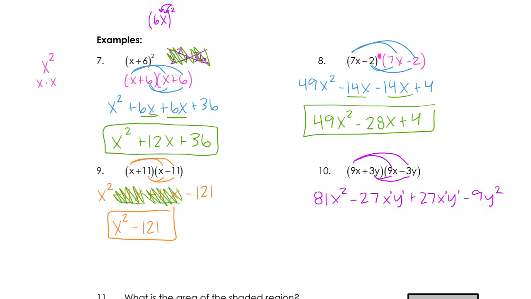But we are going to go ahead and just keep everything in the order it's in right now. So I would have, let me switch colors here. I'm going to bring down that 81x squared. I don't have another like term that I can combine with that, but then I see that I can combine an xy term with another xy term. Those are like terms. Now, just like number 9, negative 27 and positive 27 add up to 0, so we won't have that middle term there. And then I'm going to go ahead and bring down that minus 9y squared, and that's going to be our answer for number 10.